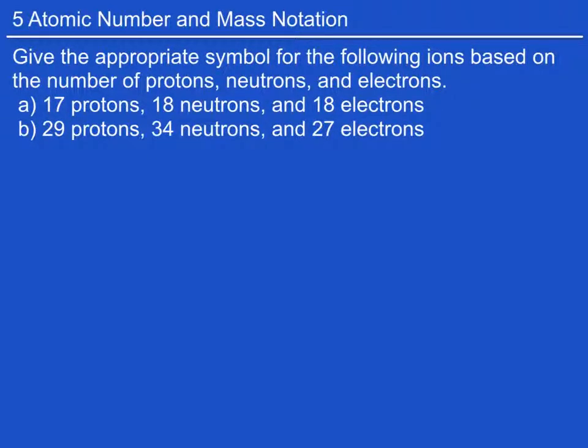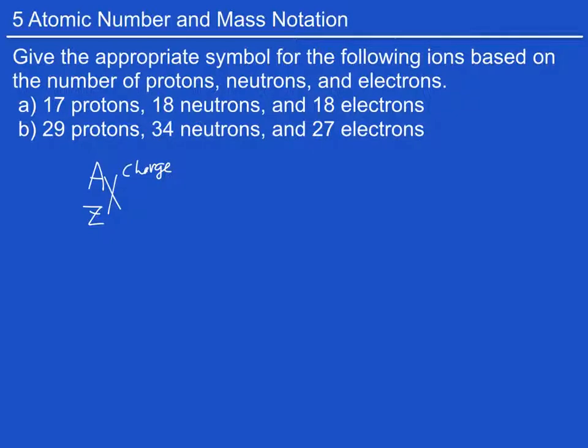Okay, so in this video we're going to look at atomic number and mass notation, and specifically given numbers of protons, neutrons, and electrons, how can we write the appropriate symbol for the following ions? If you remember that atoms get notated with A, the mass number, over Z, the atomic number, the identity of the element X, and then we throw the charge up in the usual place, up and to the right. Okay, so given that this is the format we need to put it in, we can start working on A.